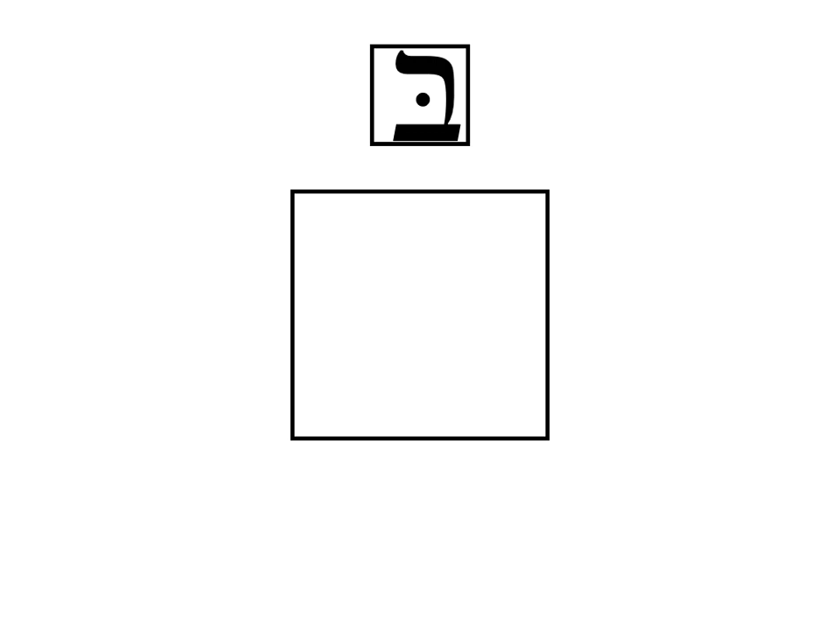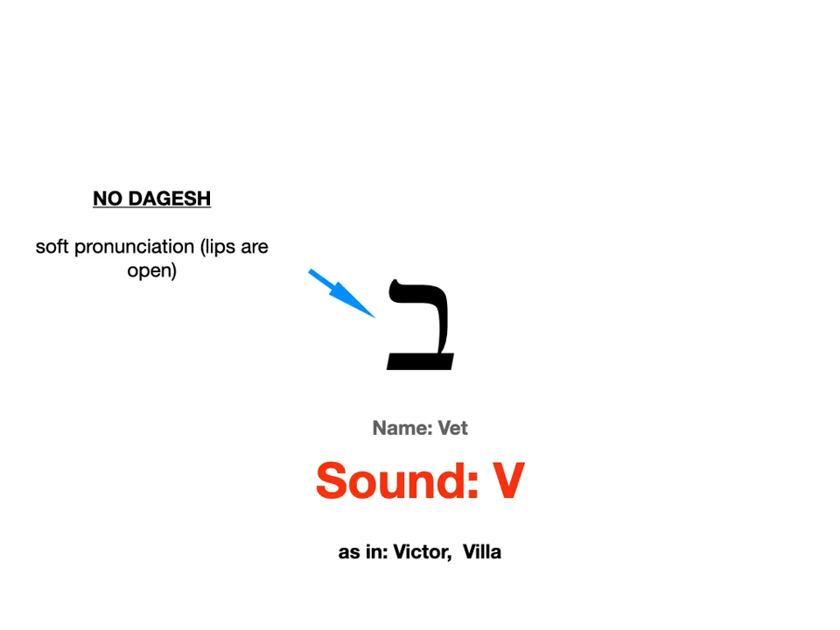You can find these slides in your Learning Hub, so I will skip some of these quite fast, and then you can look at the slides that are on your Learning Hub. The next letter is still the Bet, but it is without the dagesh, and therefore the pronunciation is soft. The difference is that with the B, you close your lips, and with the soft pronunciation, the lips do not close. So therefore, the sound that you create is V, like Victor or Villa. So you close your lips for B with the dot in it. Without the dot, the sound is V, like Victor or Villa.